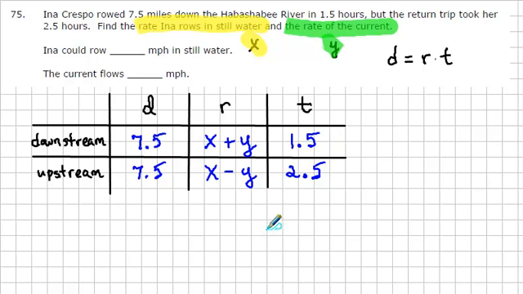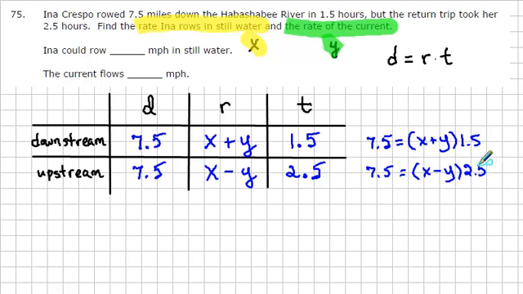So in order to get our equations, we use the fact that distance is equal to rate times time. For our first equation, we'll have 7.5 is equal to rate x plus y multiplied by 1.5. And for the second equation, 7.5 is equal to x minus y times 2.5. What we need to do now is to solve this system of equations.